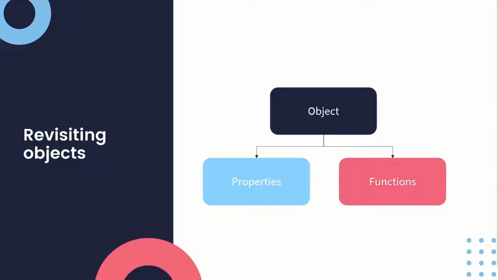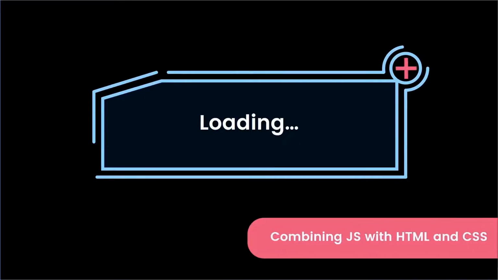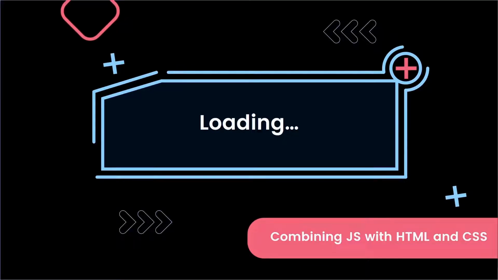And this is essentially how we treat objects. Objects have characteristics and they've got functions. Now that we've revisited these important topics, it's time to get into the code snippets of how we can actually combine JS as well as HTML and CSS to see how they work together.